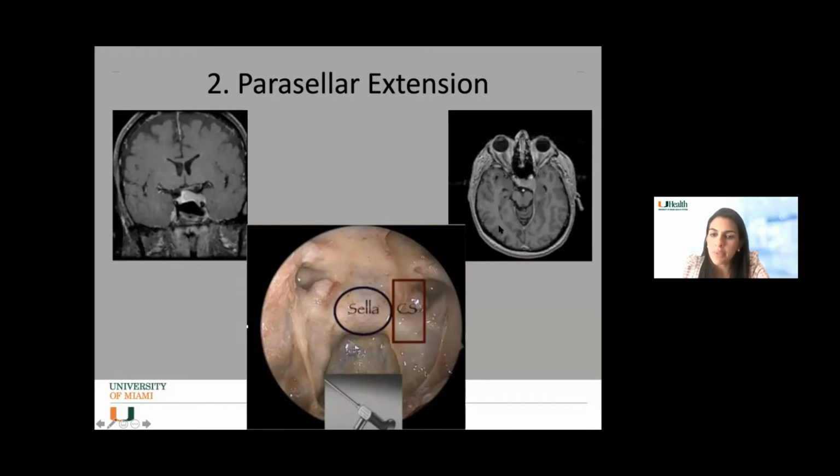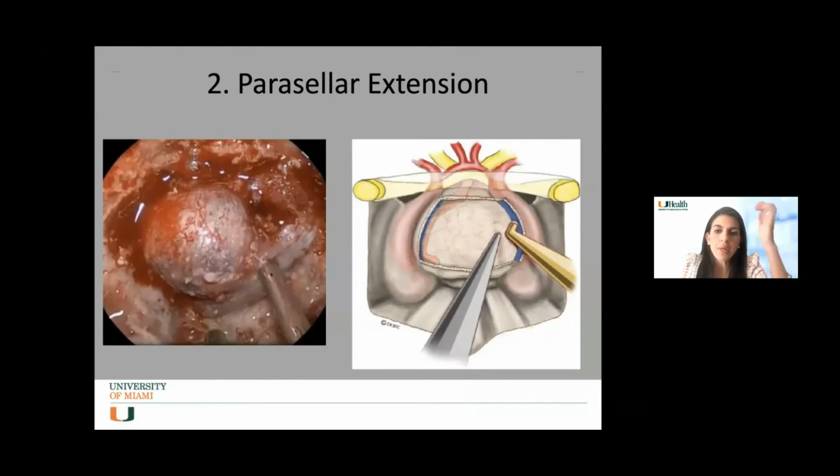Some of these tumors can be chased into the cavernous sinus to some degree, especially if it's just invading the medial wall, in order to get a maximal resection. Now, in order to do that, you have to be very comfortable, really knowing where your carotid artery is going to be within the cavernous sinus.